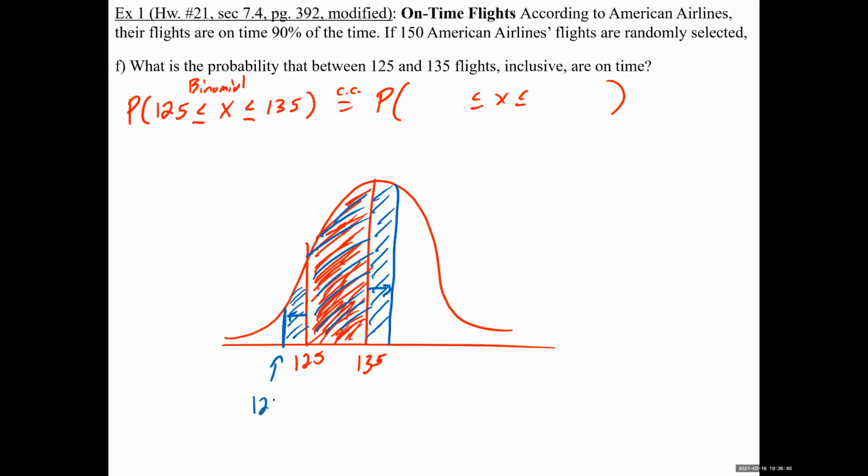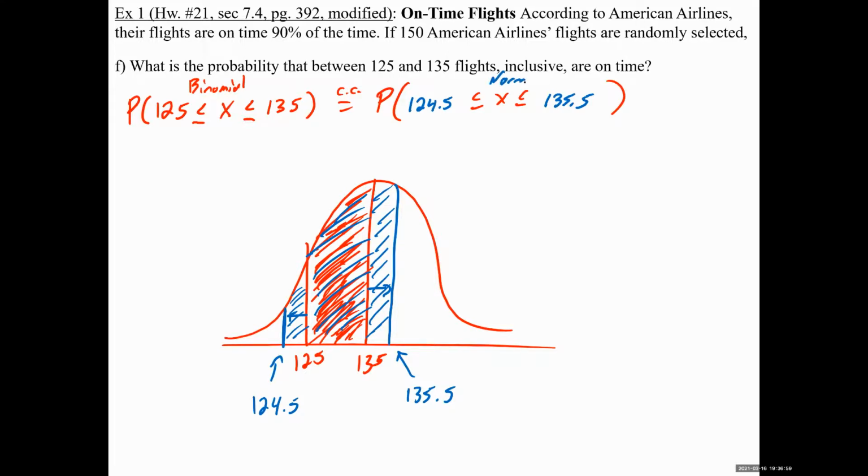124.5. 124.5. And the 135? 135.5. You just have to look at which way it went. If it went up, you add 0.5. If it went down, you subtract 0.5. The numbers we're going to use when we do the z transformation are these numbers.